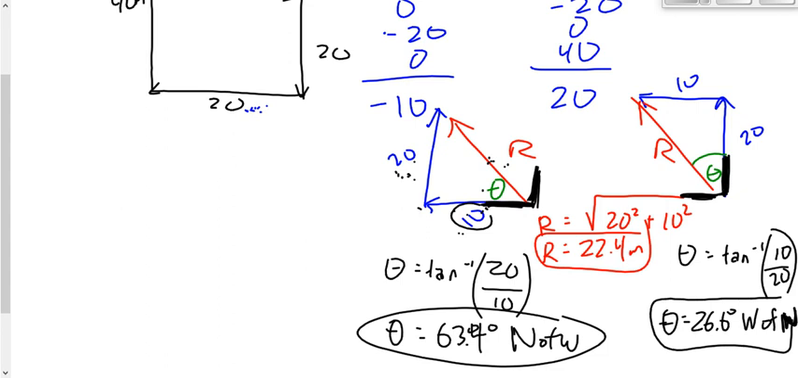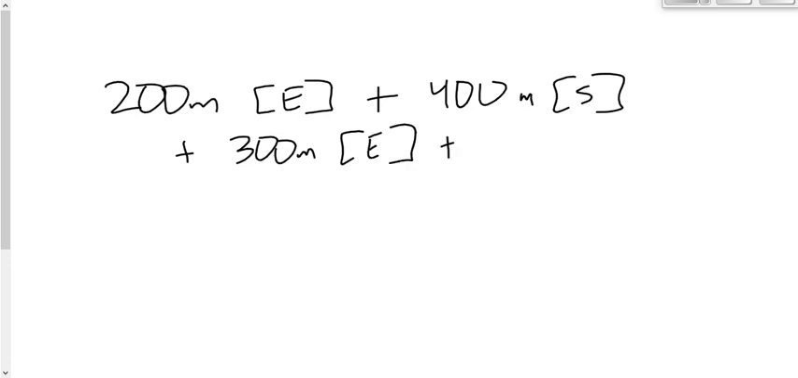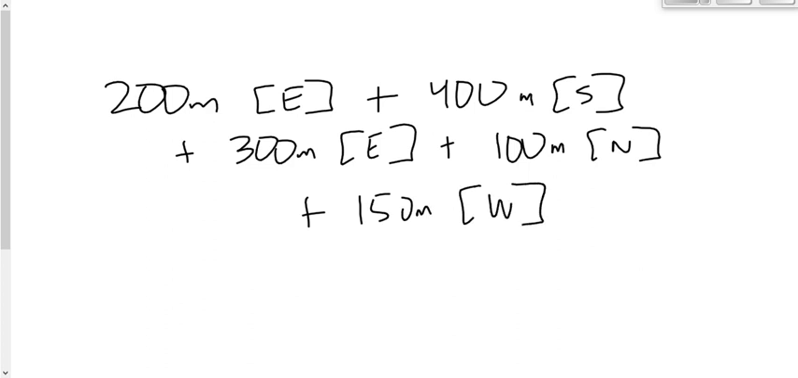Okay, I'm going to give you one problem to work on, not on your worksheet, for homework tonight. Just one. Copy this down, please. I got 200 meters to the east plus 400 meters to the south plus 300 meters to the east plus 100 meters to the north plus 150 meters to the west.